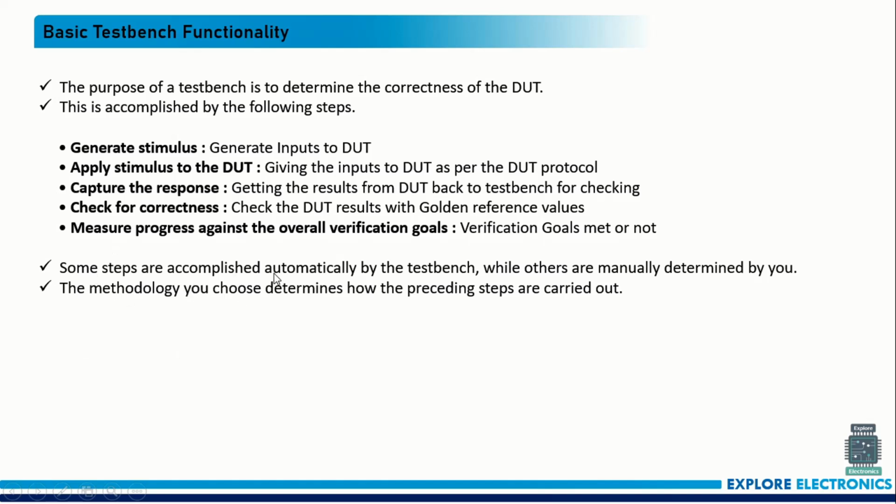So here some steps are accomplished automatically inside the test bench, while others are manually determined by the verification engineer. And the methodology you choose determines how the preceding steps are going to be carried out. Why? Because generally in your level you might have written a Verilog test bench. The next level is the SystemVerilog test bench we are going to write. That will automate some of the process and make it easy to generate the stimulus. And the next level is the methodology what we are talking about here, that is universal verification methodology. That methodology gives us more flexibility to generate the stimulus and keep a hold on our stimulus generation.